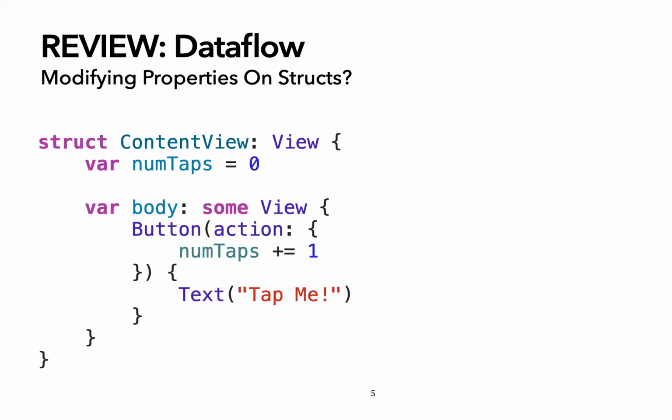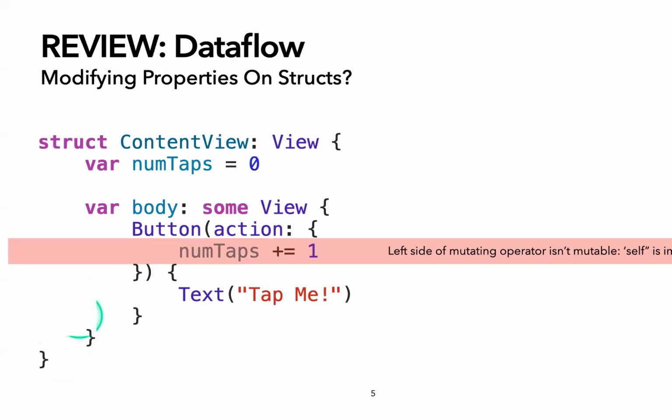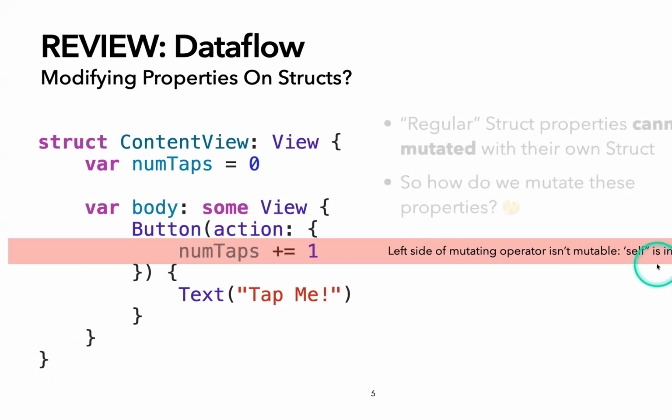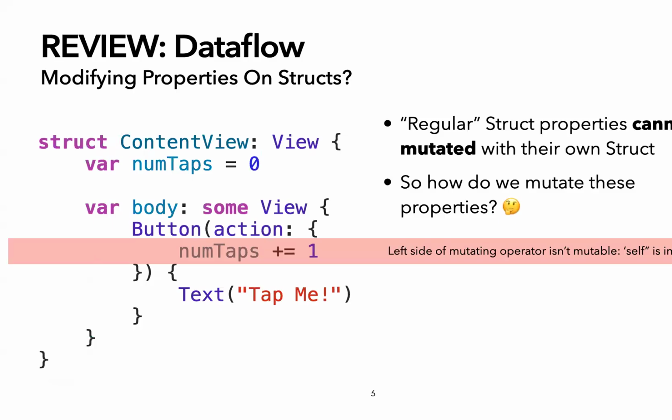For reviewing data flow, we were presented with this task: we want to keep track of some state within our structs, our views. First we said, let's put a normal variable within the struct. When we try to update this variable, we see this error: left side of mutating operator is immutable, self is immutable. That's because structs inherently can't change properties within themselves. Regular struct properties like numTaps cannot be mutated within itself. So how do we rectify this issue?